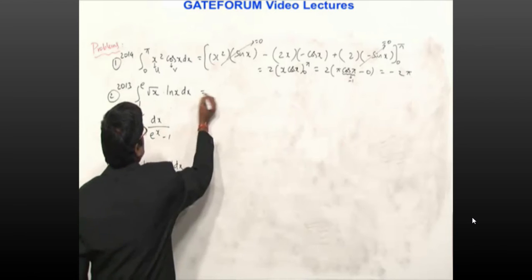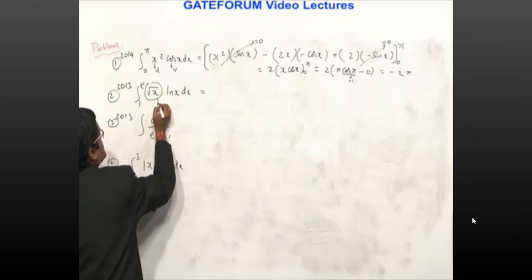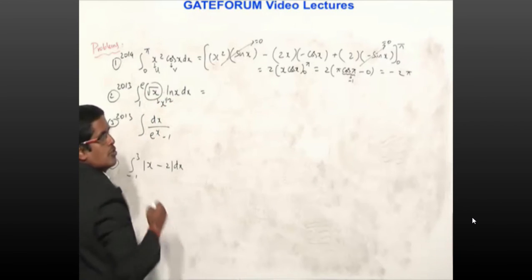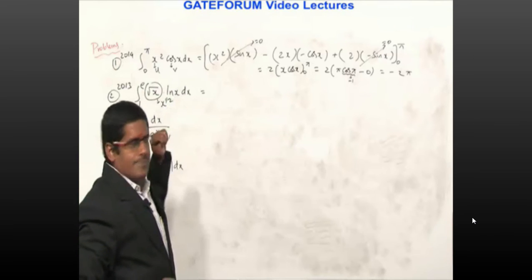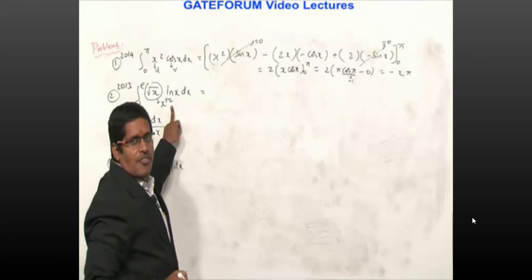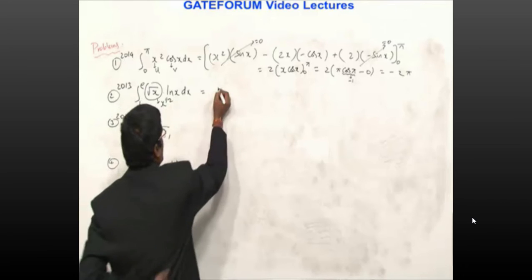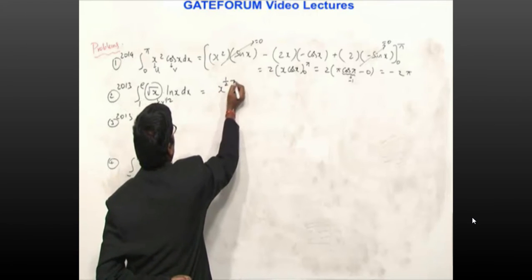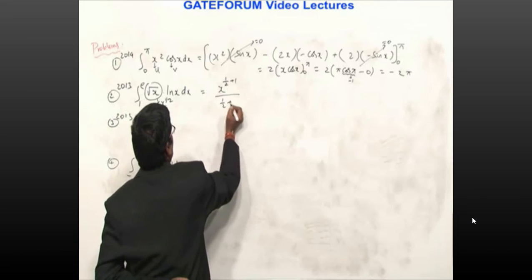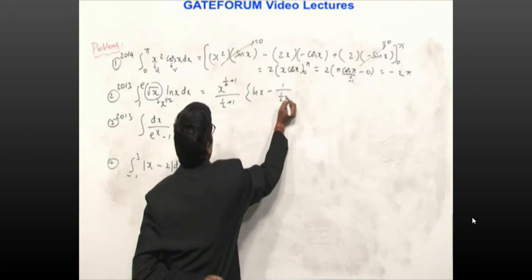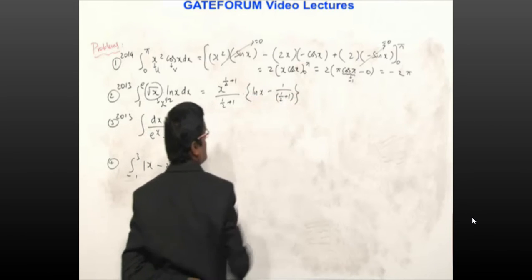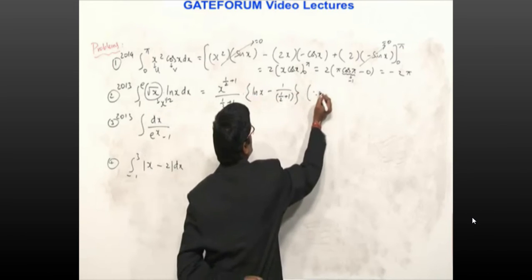Now, this root x is nothing but x to the power half. So, again I gave standard integrations using by parts. n is equal to half, the integral of x to the power n into log x. So, x to the power half plus 1, that is n plus 1, divided by half plus 1, into ln x minus 1 by half plus 1. Okay, since n is equal to half.